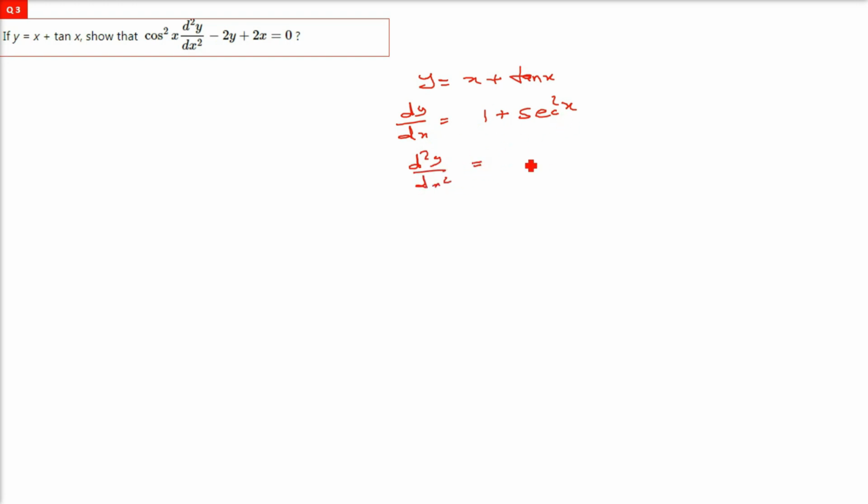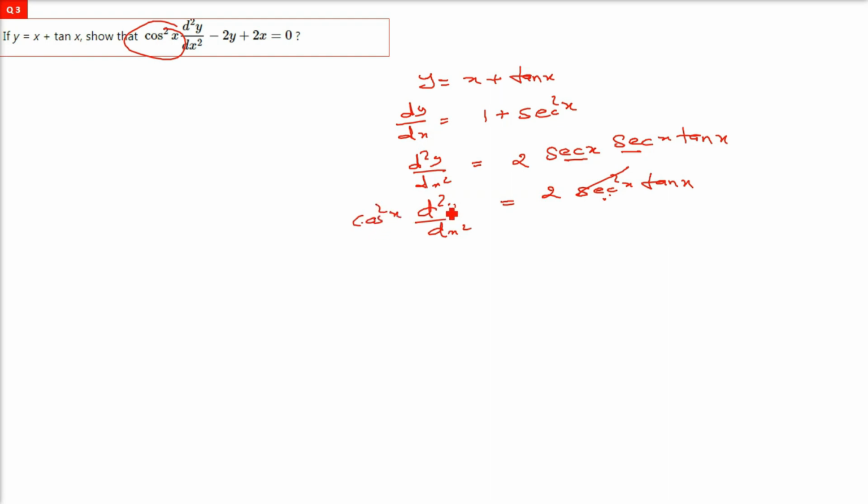And sec square x will be 2 sec x, and sec x will be sec x tan x. So this is 2 sec square x, and then we have tan x. Okay. So this cos square x we want, and we see sec square on the right hand side. So if we bring this sec square x to the left hand side, it will be cos square x. So we are trying to make this equation which the examiner would have wanted from us. So sec square x, if it goes to the left hand side, it will be cos square x.